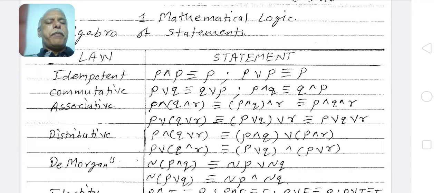Same thing here. P and gets distributed over Q and R. Therefore, the answer is P and Q in the first bracket, or, in the second bracket, P and R. Same thing is for the OR operator. Same meaning, same procedure. Now De Morgan's law.